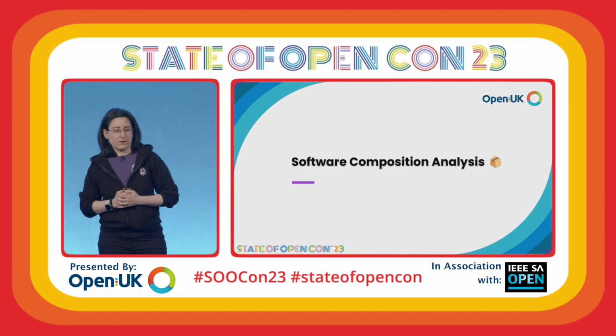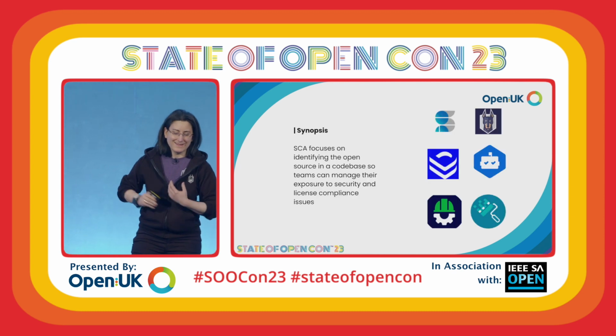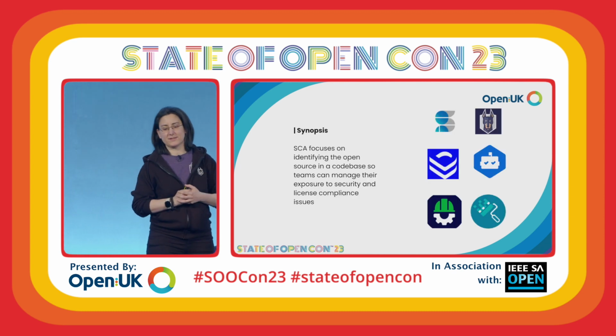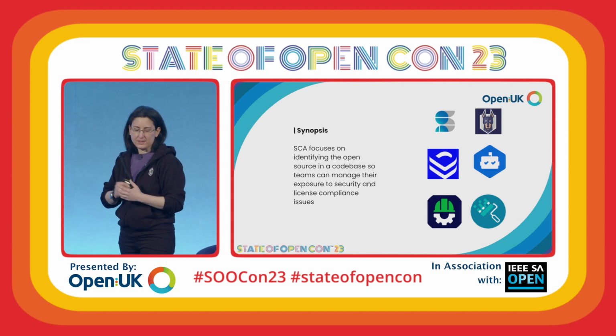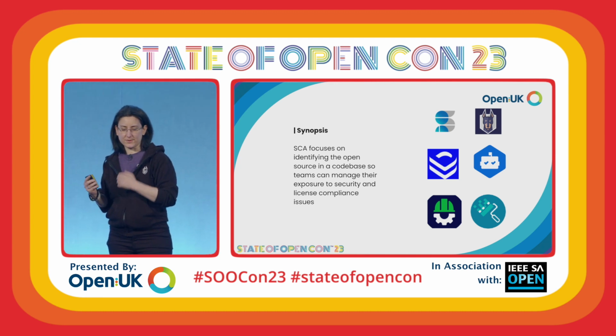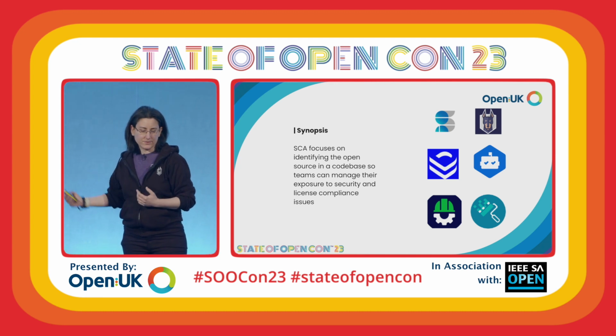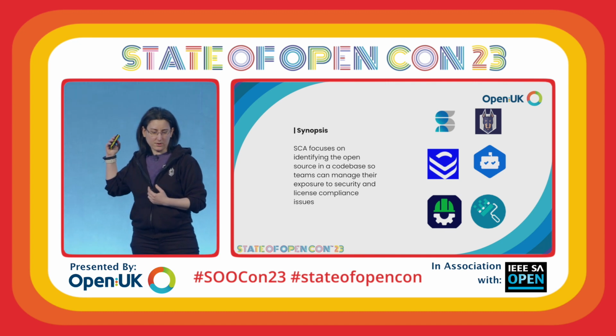Let's have a look at some software composition analysis tools. First of all, what is it? So software composition analysis focuses on identifying the open source in the code base, so teams can manage their exposure to security and license compliance issues. So as you can see, there are a few actors in this field. There are also many more. This is just to give you a few.